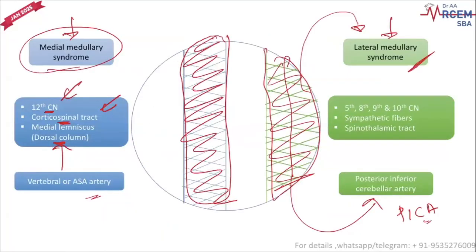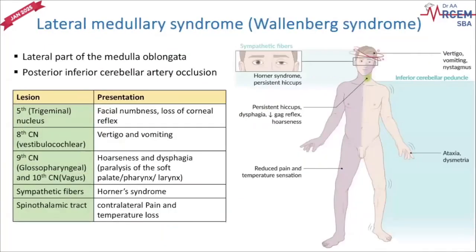What about lateral medullary syndrome? What are the cranial nerve nuclei which will be present? Fifth cranial nerve, eighth, ninth, and 10th. 5, 8, 9, 10. 8, 9, 10 is in the same sequence, and 5 is the additional one you need to remember. If you can remember which cranial nerve nuclei are present, the deficit you're suspecting is easier too. The fifth cranial nerve is the trigeminal nerve, so there is loss of sensation over the face on the same side.